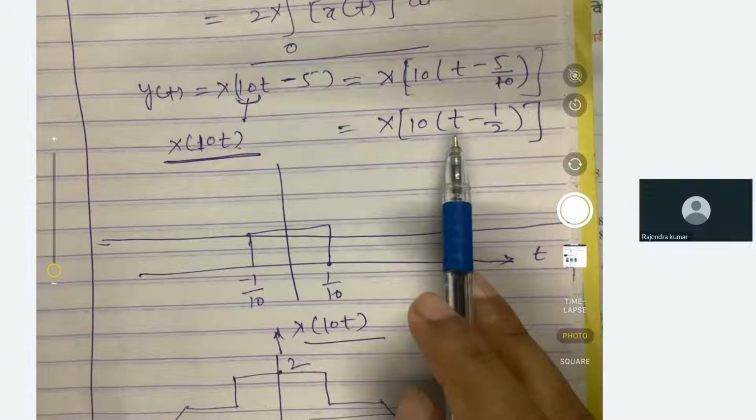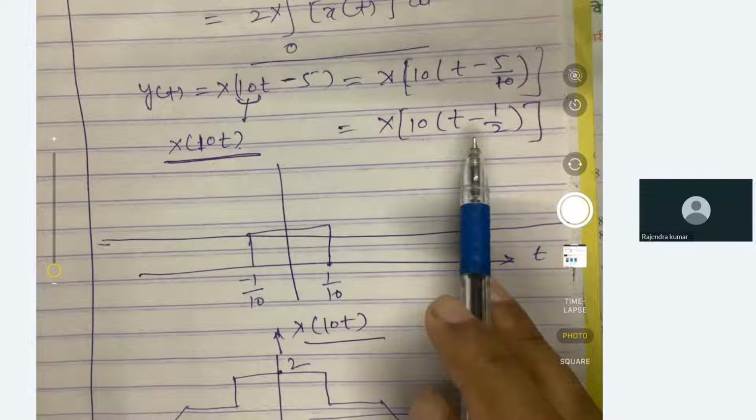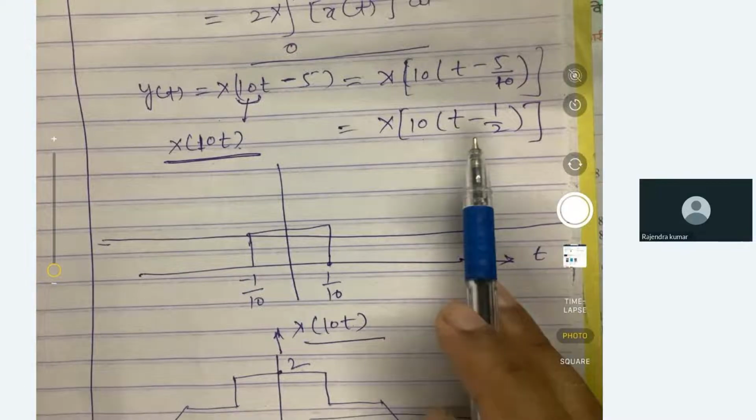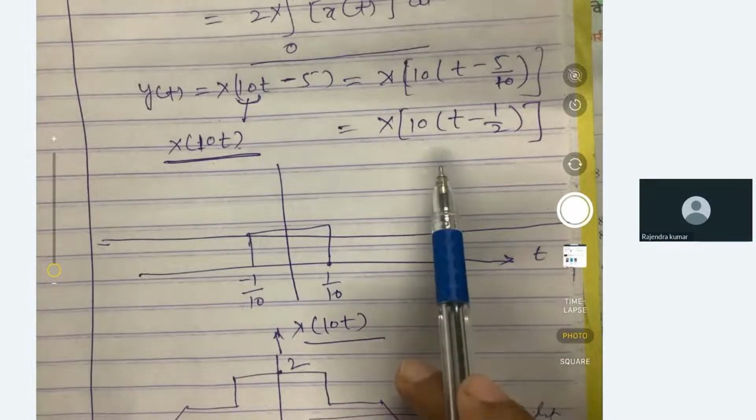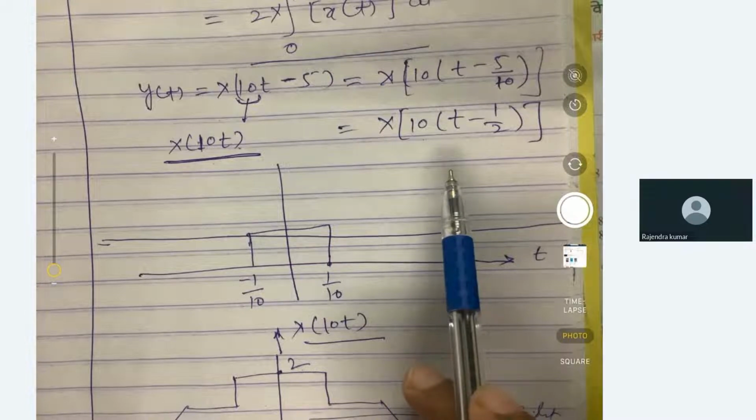So first we have to shift t by 5, a right shift, and then apply scaling. If it is given like x of 10 bracket t minus 5 by 10, then we have to apply first scaling and then shift.